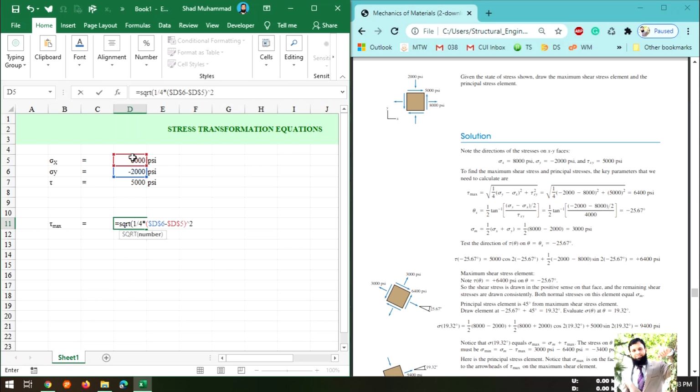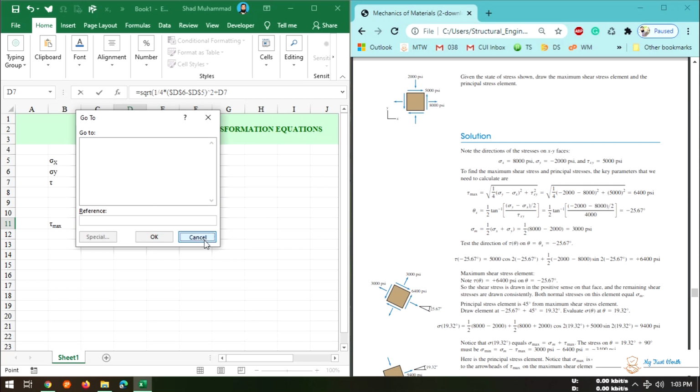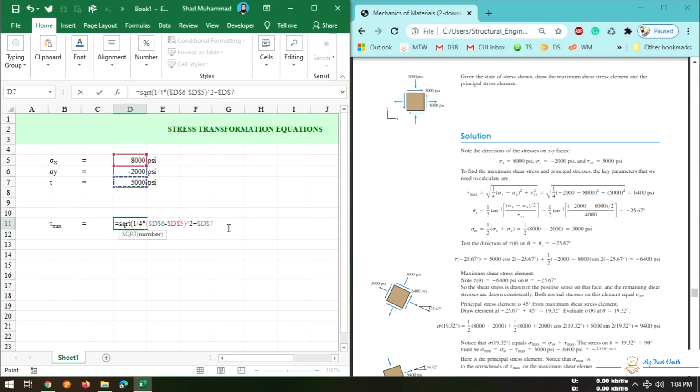And raised to power 2, and plus, you are going to write, no need of bracket, and this one select this cell and F4. Press F4, you get the dollar sign, and then raise to the power with shift 6 button, and square, and close the bracket. Okay, and press enter. You got it.